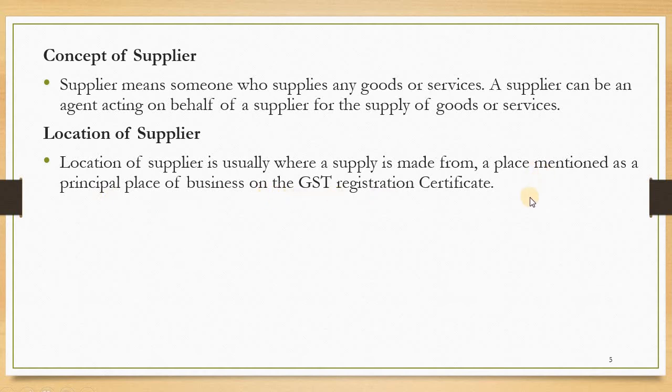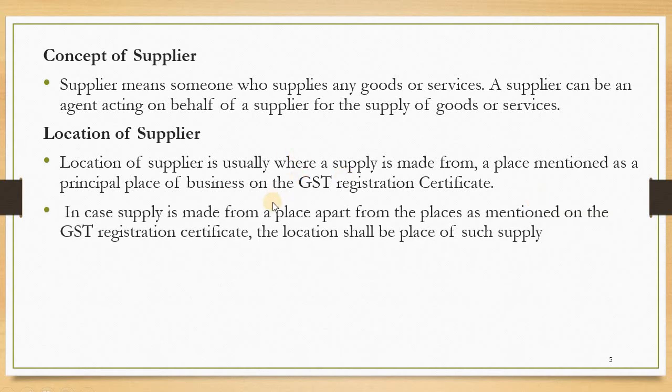In the registration certificate, you have to mention which is your principal place of business. You may have so many places, but one place, your head office, you have to mention: this is my head office, this is my principal place of business. That will be the location of the supplier if it is there.